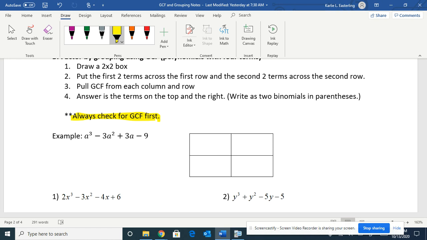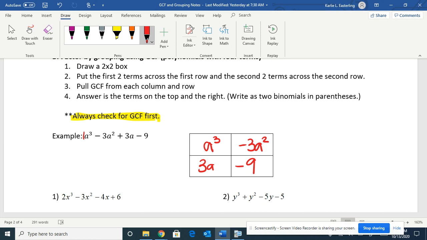Hopefully your answer is no. There's no numbers that you can pull out because there's understood to be a 1 out here in front of that a, and there's no a with that -9, so we can't pull anything out. So the next step was to put the first two terms across the first row and the second two terms across the second row. So what that means is you're going to have an a cubed here, minus 3a squared here, 3a here, and -9 there.